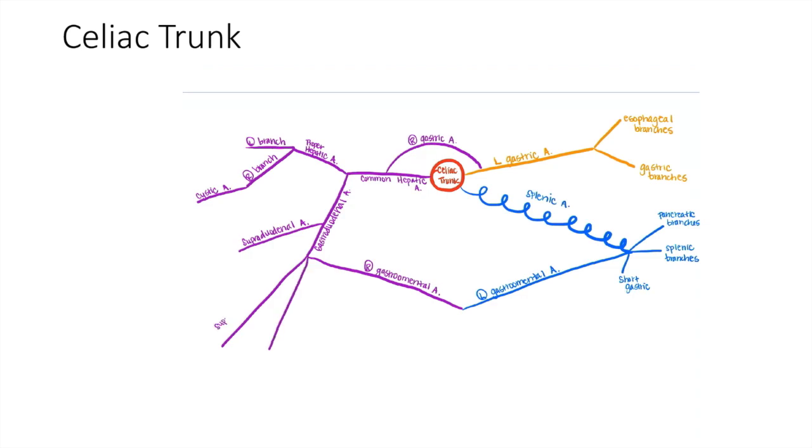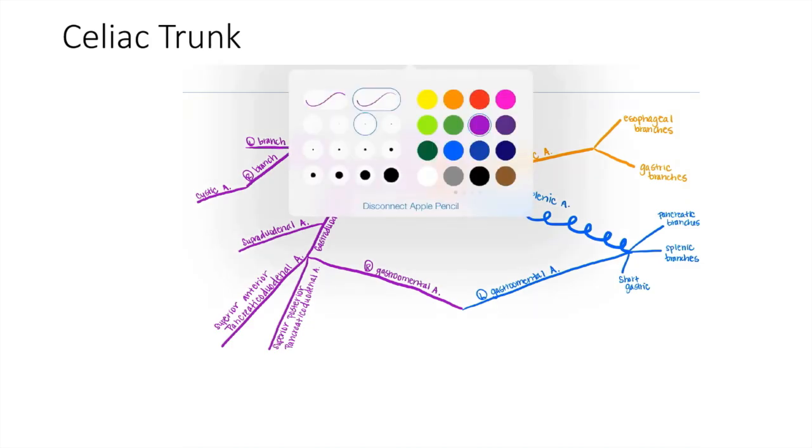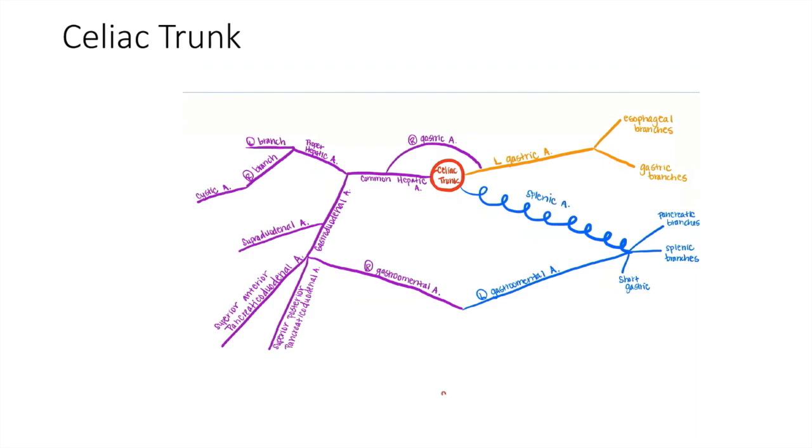And then as it goes down, it's going to give off two more branches. This is our superior anterior pancreaticoduodenal artery. This is going to our pancreas and duodenum. So we have superior, posterior, pancreaticoduodenal. And remember that the superior anterior and superior posterior pancreaticoduodenal arteries, they ultimately came off of the celiac trunk.